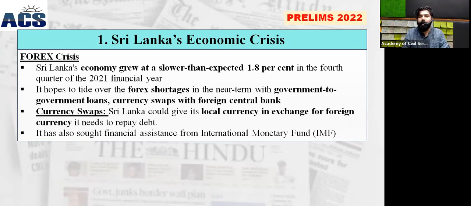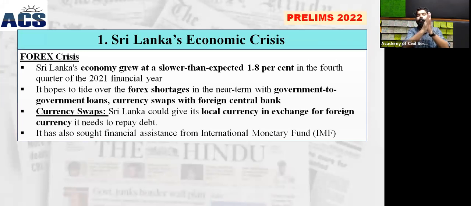Another one is the currency swap with a foreign central bank. Recently, the RBI of India also gave financial assistance through currency swaps. So in prelims, we can expect a question on what a currency swap is. The currency swap is another kind of financial assistance given to Sri Lanka. It is an instrument where Sri Lanka gives the RBI its own local currency in exchange for a foreign currency. That means the RBI gives Sri Lanka foreign currency, and in return the RBI gets Sri Lankan local currency. This is the currency swap.